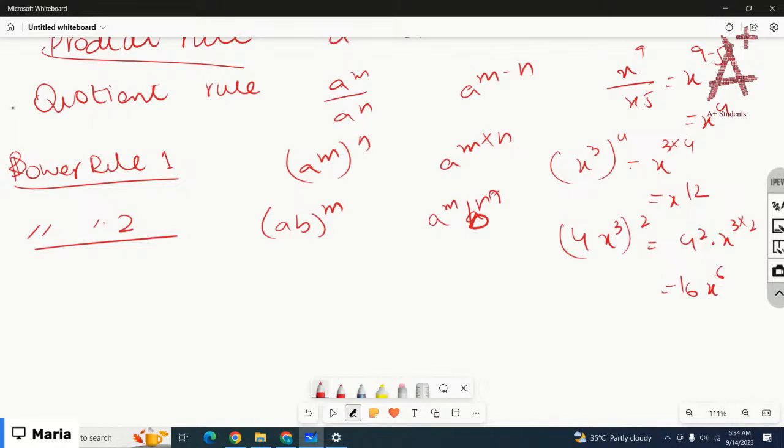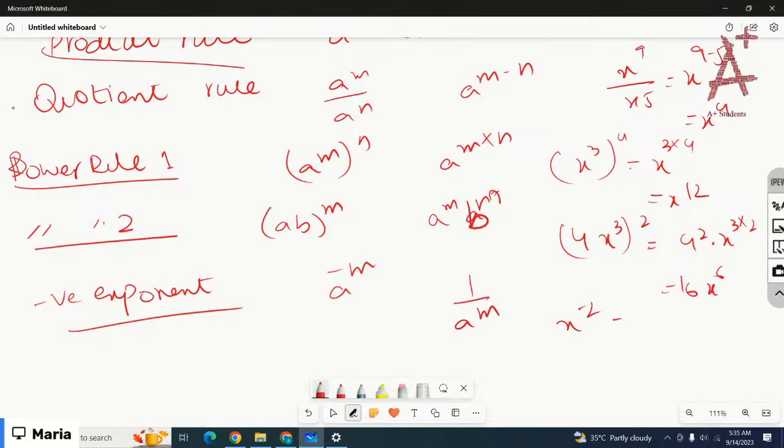Then you have the negative exponent rule. If you have a exponent negative m, you can write it as 1 over a exponent m. The example is you have x exponent negative 2, you can write it as 1 over x squared. Basically, when you take the reciprocal of the value, the exponent becomes positive. And if it is 1 over a exponent negative m, you can write it as a exponent m, right?